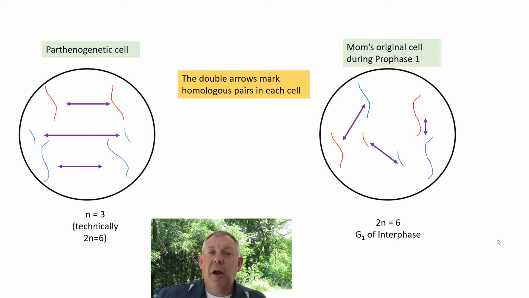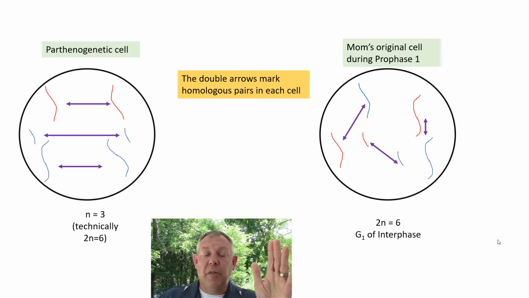And so let's compare that to a regular organism. Let's compare that to mom. So on the right here, we've got mom's original cell during prophase 1, and I've marked the homologous pairs. And so you see in each homologous pair, you've got a red chromosome and a blue chromosome, which is typically what happens, right? You get one from your mother and one from your father, and that's what the mom in this example did. But in the parthenogenic cell, for each homologous pair, you either get both the maternal chromosome or both are the paternal chromosome. You don't have this mix of maternal and paternal like you do in a typical organism.